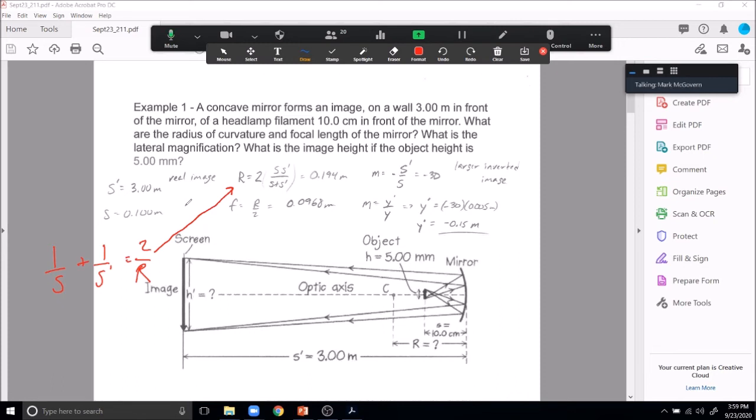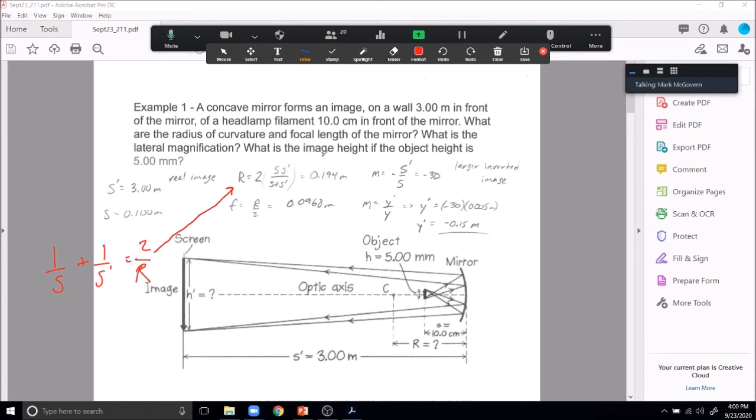Now that we have the radius of curvature and the focal length, we want to know what the lateral magnification is. We can take the ratio of S prime to S, which is minus 30. What that means is the image is 30 times larger than the object, and it is flipped. It's inverted.